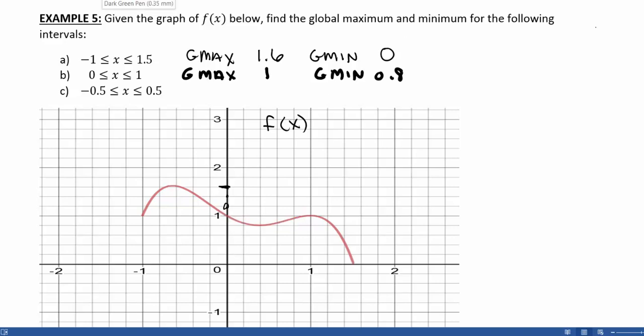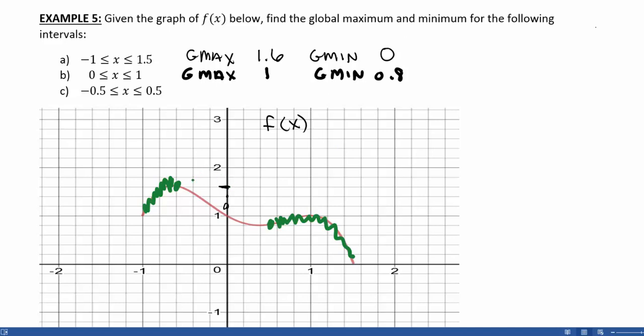Part C. For the third interval, we're considering what's happening from negative 0.5, which is roughly here, until positive 0.5, which is roughly here. So if we're considering this part of the function, we'll get rid of the rest of it that we're not looking at. Ignore all that other stuff outside of this. We want to find the highest value and the lowest value.